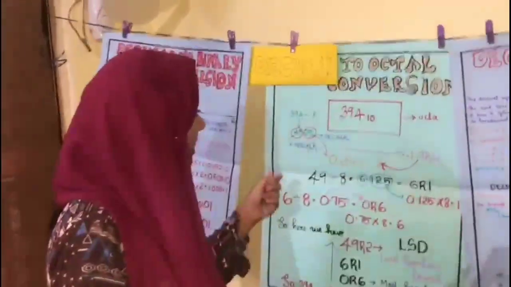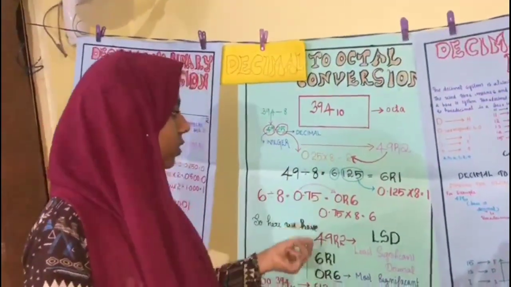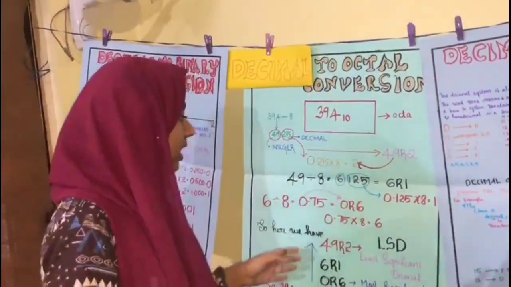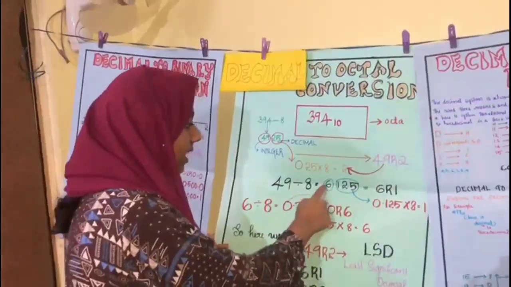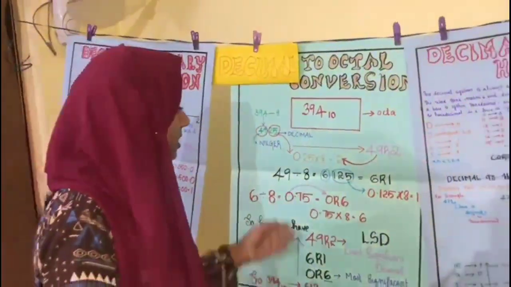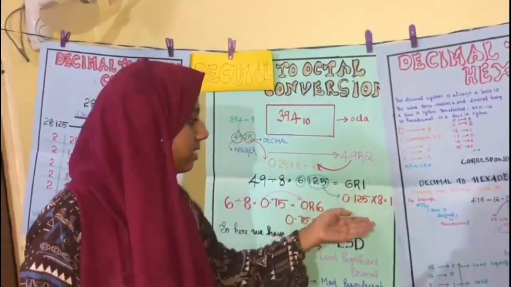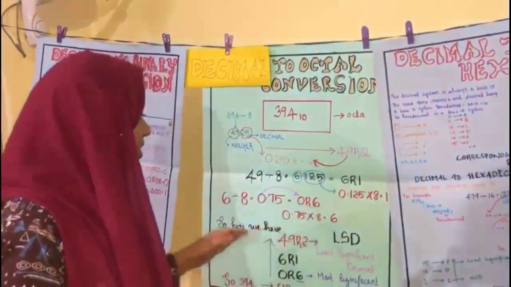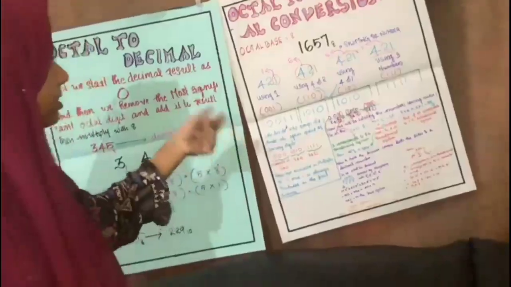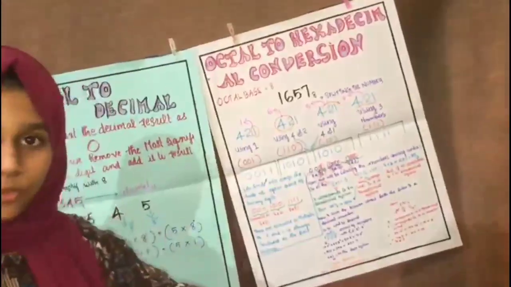The next step is to divide 49 by 8. So 6.125. This place is not 0, but only after getting 0 can we stop this division. Then we take this decimal side and multiply by 8. So the answer will be 1. So the answer is 6, next 4, 1, 1, 1, 1.